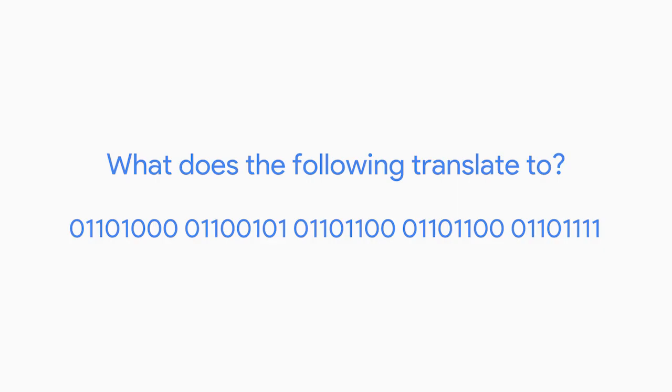Let's make a quick table to translate something a computer might see into something we'd be able to recognize. What does the following translate to? Did you get hello? Pretty cool, right? By using binary, we can have unlimited communication with our computer.